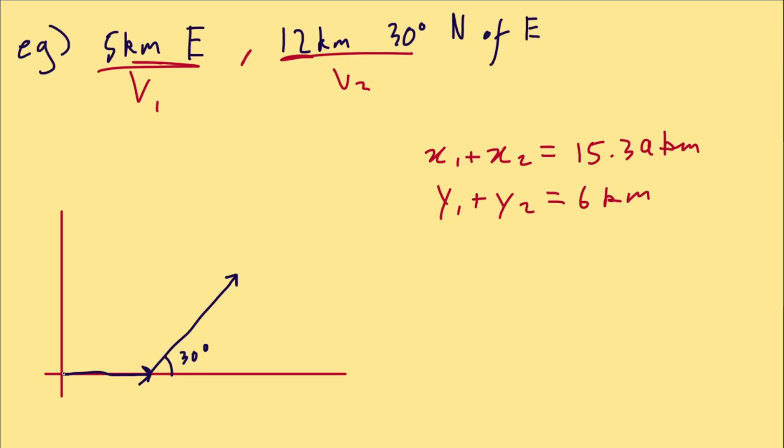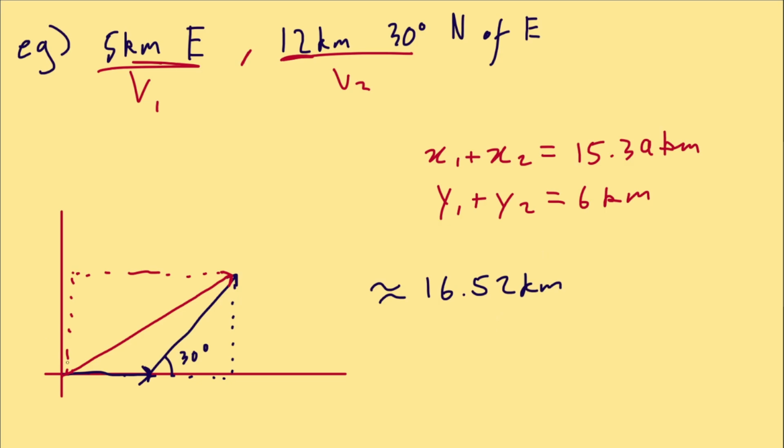The resultant vector goes from the tail of the first vector to the tip of the last vector. So the tail of the first vector to the tip of the last vector. Looks like that. And remember, we're adding these y components up and these x components to find this and this, 6 and 15. If you went ahead and used Pythagoras, you would find that the magnitude of this vector here is roughly 16.52 kilometers.